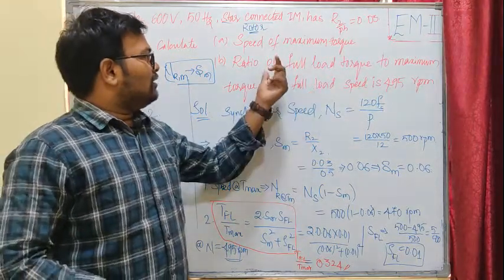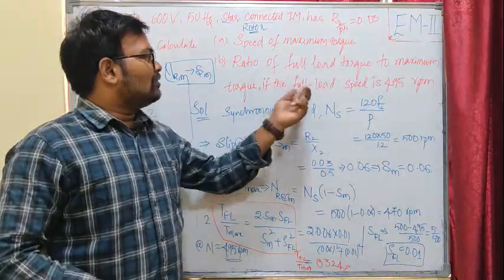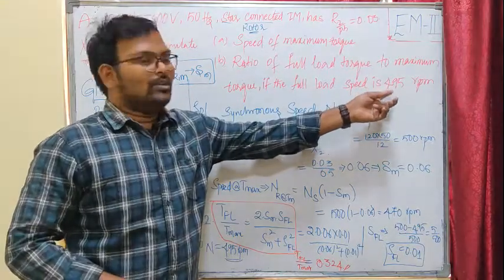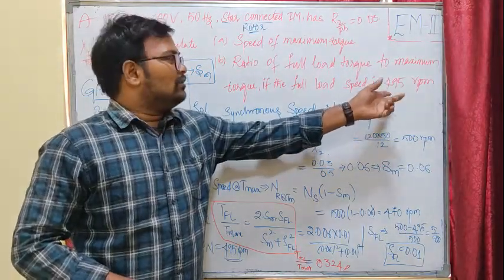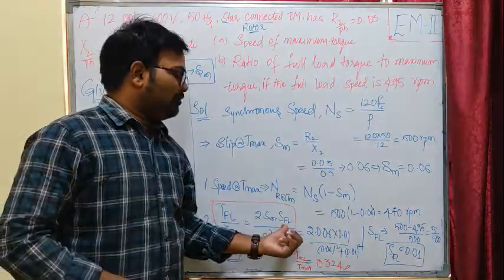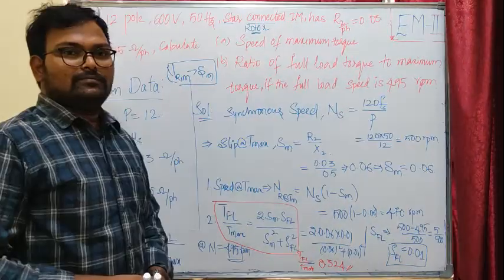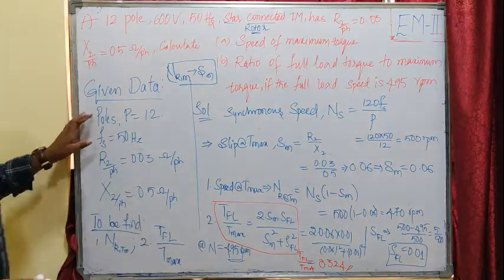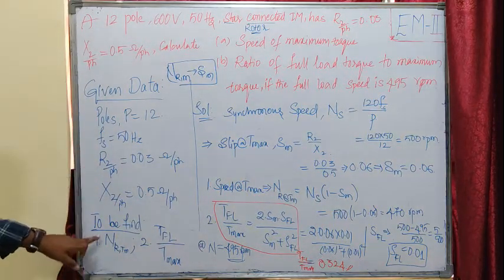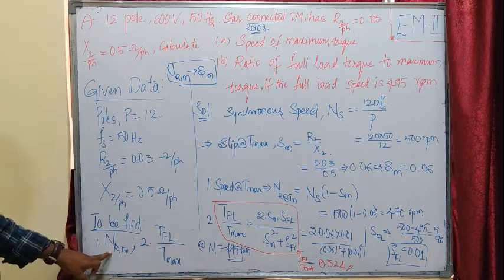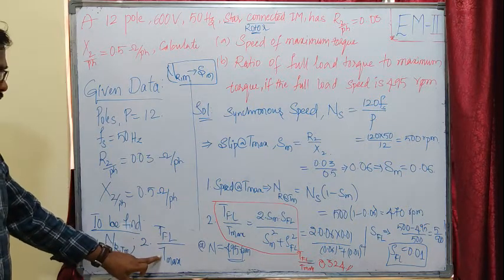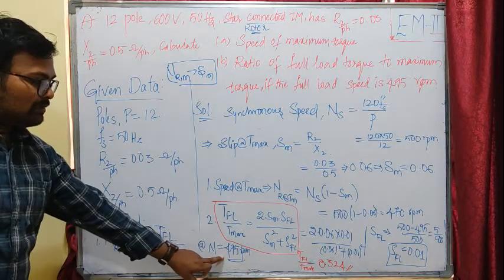You have to find out the ratio between full load torque and maximum torque if the full load speed is 495 rpm. Why did he give the full load speed? So we have to find out the slip at full load, so we can find the slip by using full load speed. Okay, so the given data is the number of poles, frequency of supply, rotor impedance, and what is to be found is the speed at maximum torque condition and the ratio between full load torque and maximum torque at the given speed 495 rpm.